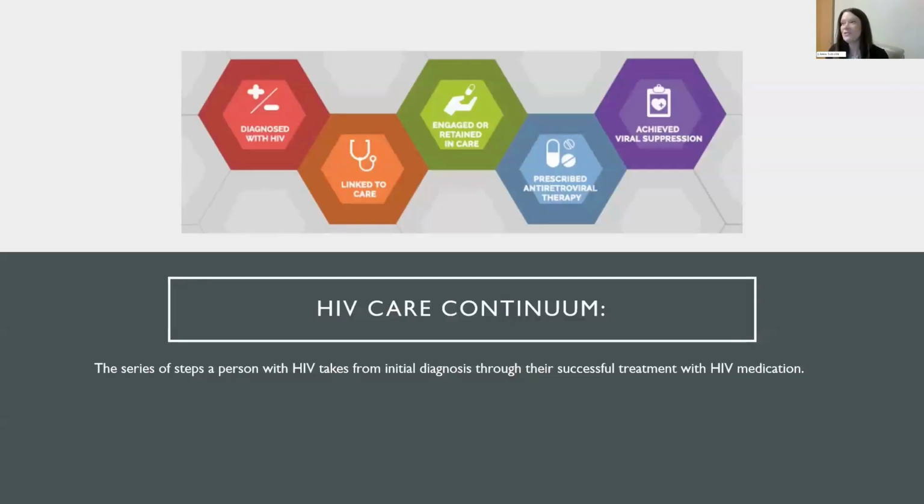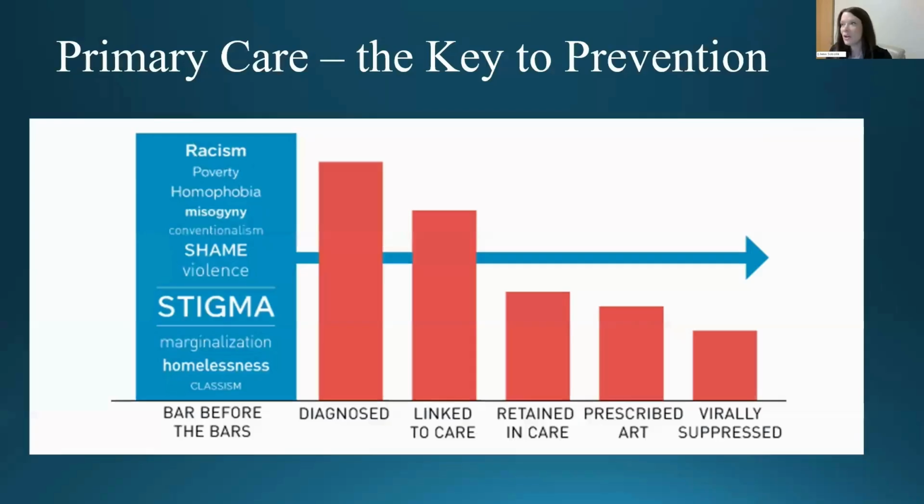So if you would look at the HIV care continuum, this is the steps that a person with HIV takes from that initial diagnosis through their successful treatment with HIV medication. But really, I also think about the hexagon before the continuum, right, which is HIV testing and identifying those folks who have HIV so that we can prevent them from getting it in the first place. But primary care has a very important part at every one of these steps. So really, we're the key to HIV prevention.